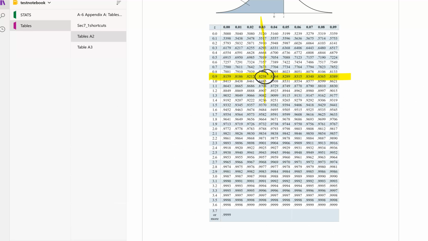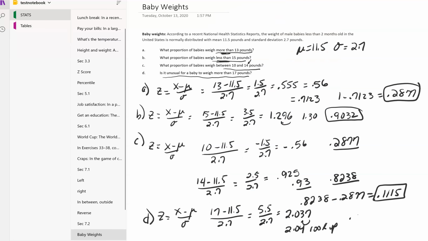2.04 in the table. So 2.04, 2.0, and the 4 is right here. So that is 0.9793. Since it says more than, I have to subtract it from 1. So 1 minus 0.9793 is going to be 0.0207.